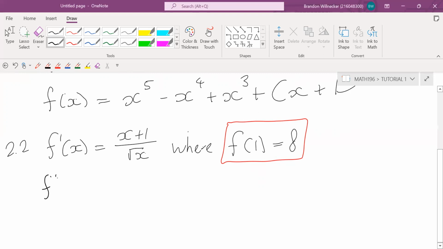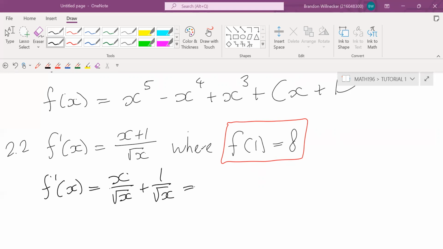So let's rewrite this as f prime x is equal to x over root x plus 1 over root x. Okay, we've just separated the fraction out. But now that we've separated it out, we can simplify and write it in terms of exponents. So x over root x, that's the same as x to the 1 divided by x to the half. So we can rewrite this as x to the 1/2 plus 1 over root x, which is the same thing as 1 over x to the half, which is the same thing as x to the minus 1/2.